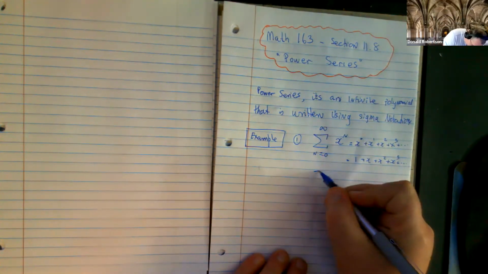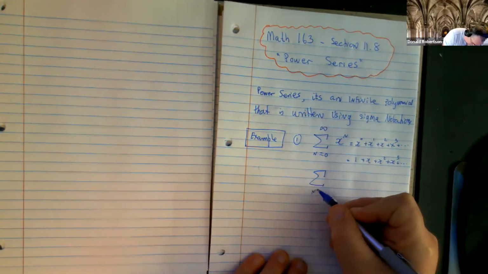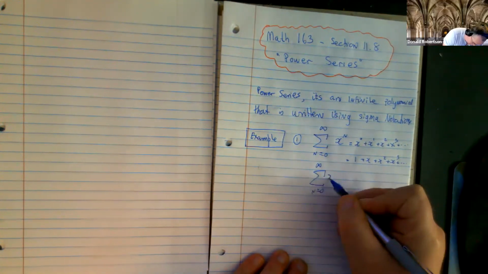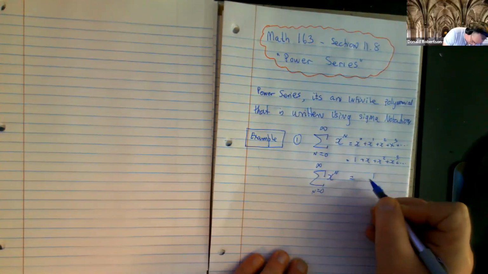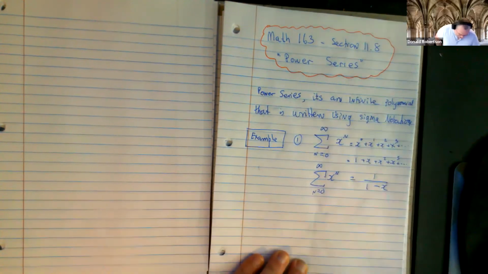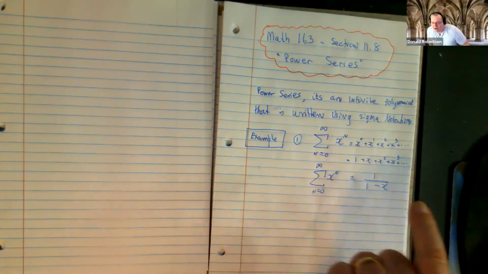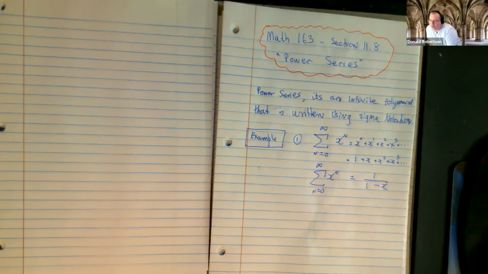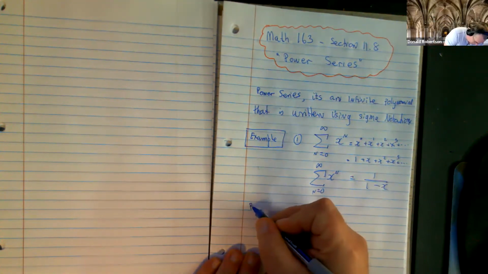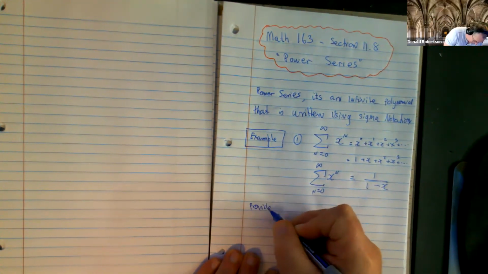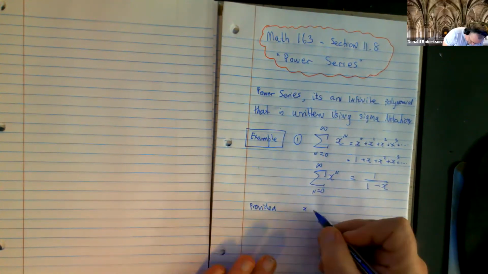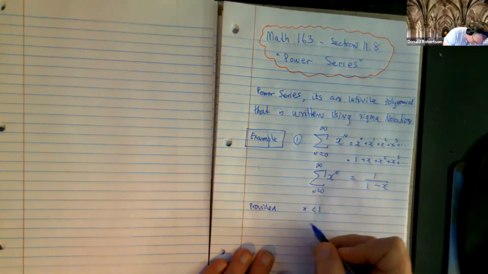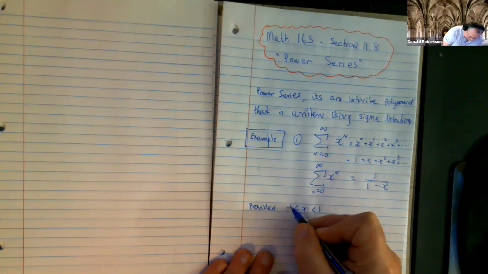For instance, you might not know, in fact, I'm pretty sure you don't, unless you've taken this class before, that power series is actually 1 over 1 minus x, provided you only use values of x in a certain range. So provided x is between 1 and -1.